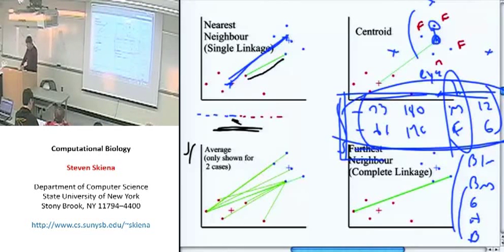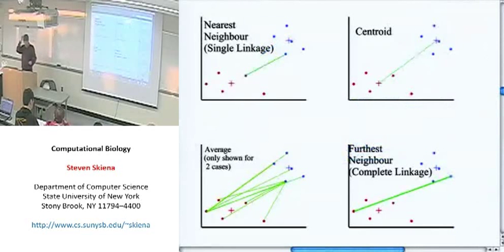And one final distance measure that you might use between clusters is the farthest neighbor. Given a pair of points, find the farthest one. That's the farthest example from one cluster to the other, which might be a representative. Any questions?